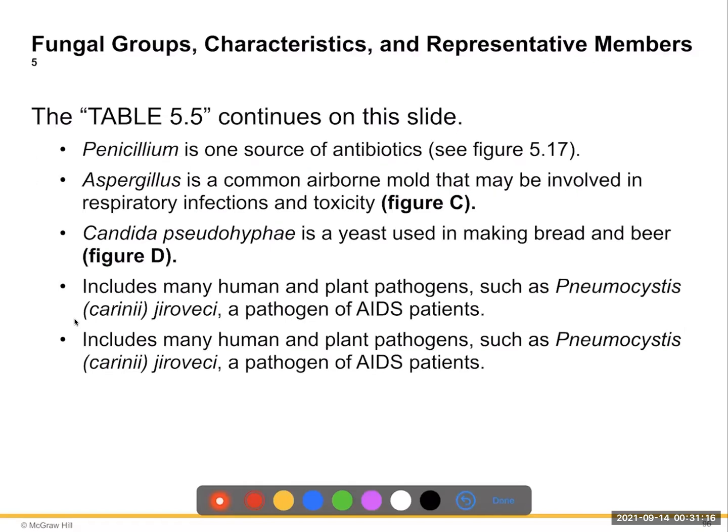Other representatives of that phylum are Penicillium, a source of antibiotics; Aspergillus, a commonly airborne mold involved in respiratory infections; and Candida pseudohyphae, a yeast infection, and the yeast that's used in making bread and beer. Many human and plant pathogens, like Pneumocystis, okay, a pathogen of AIDS patients. Pneumocystis jirovecii is the same pathogen of, again, the AIDS patients.